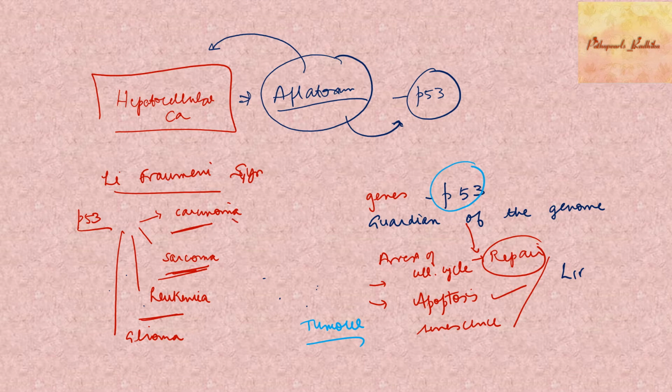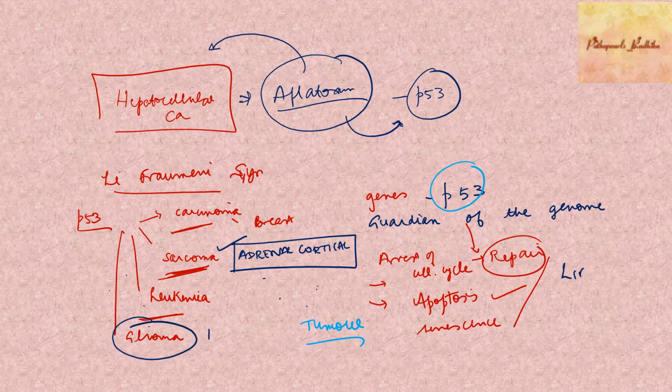Where all can you get carcinomas? You can get them in the breast. Okay, and you can get sarcoma. And one more important thing, which is a very high-yield area, is that patients with Li-Fraumeni syndrome can develop adrenal cortical tumors. So usually they are at risk of developing adrenal cortical tumors and brain tumors. So these points you should remember.